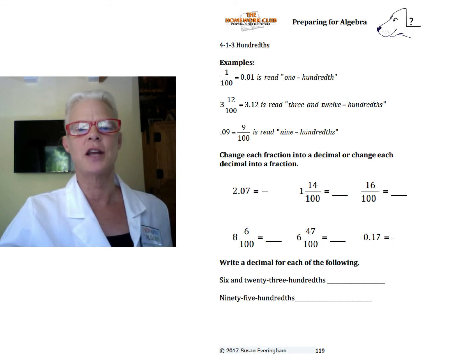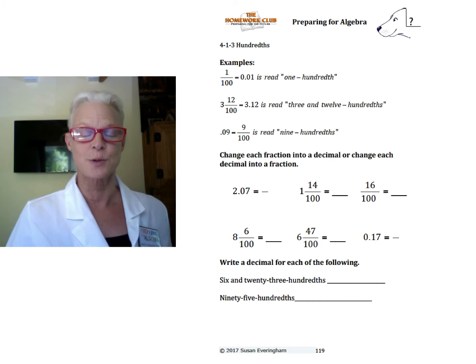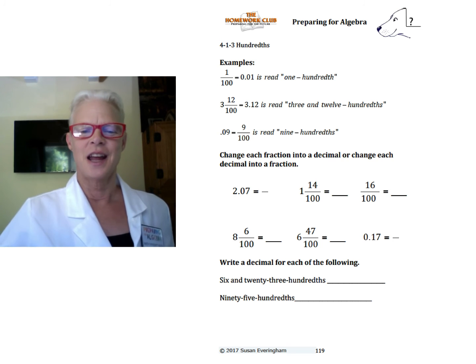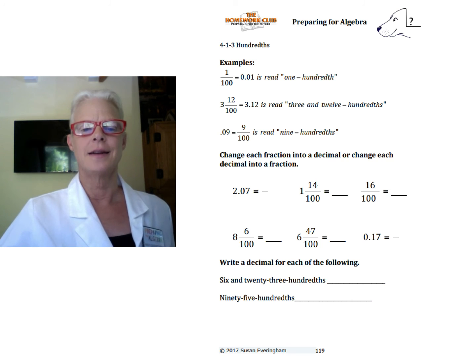So I want you to change each of the fractions into a decimal and change each of the decimals into a fraction. And please write a decimal for each of the following words: 6 and 23 hundredths, 95 hundredths. Great.